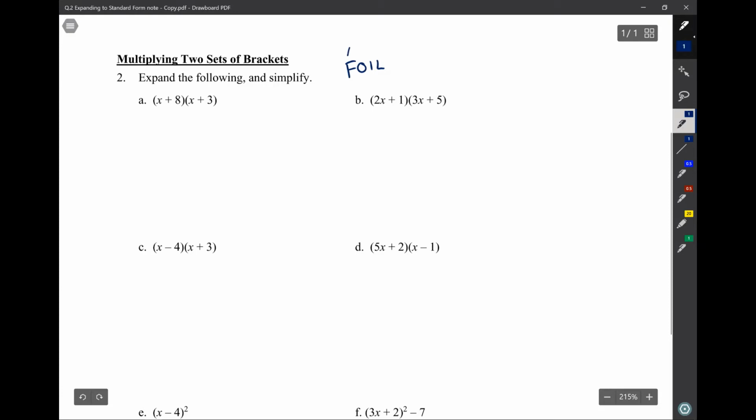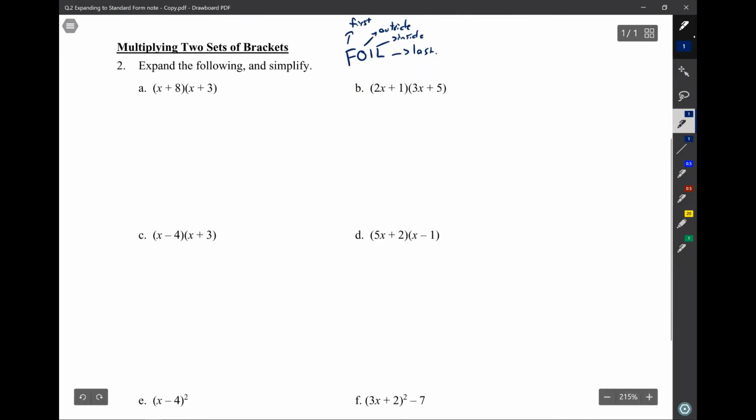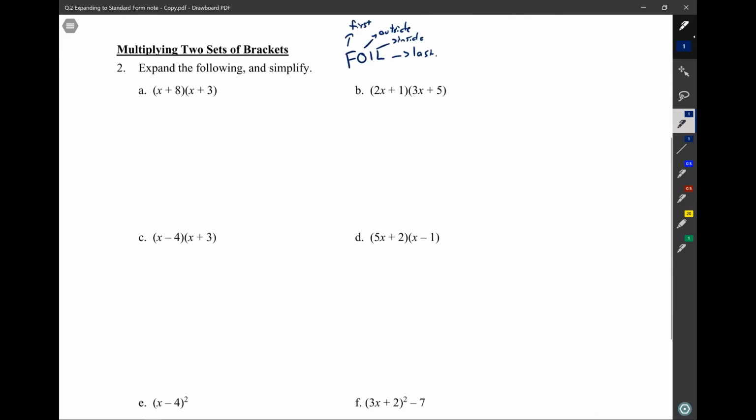F-O-I-L. This stands for first, outside, inside, and last. So when we expand these sets of brackets, the first thing we do is we multiply the first ones. x times x equals x times x, that's the first. Then I work the outside terms, meaning this term and this term. They're on the outside of my four. So plus x times 3.